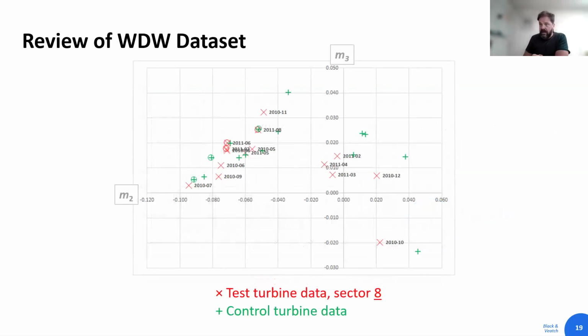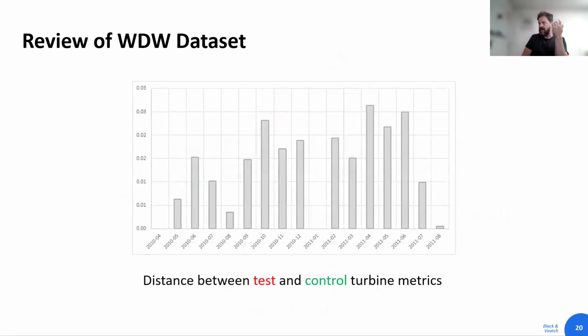Did the same analysis with Sector 8. There's another sector where there was a lot of counts. So again, you can see the test turbine data in red X's, control turbine data in green plus signs. The last 3 months of the data set, I put a circle round. This is metric plot M3 against M2. And again, the same analysis of the distance between the points on that metric plot for the test and control turbine. So again, it really drops off there at the very end of the data set. It really becomes quite small.